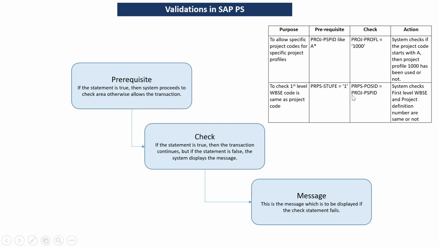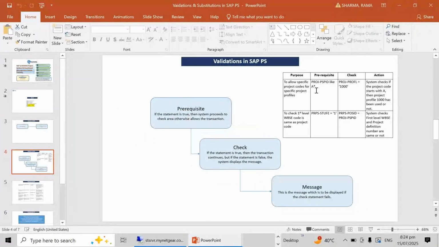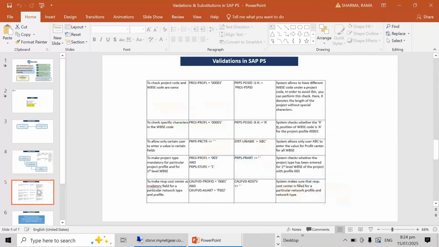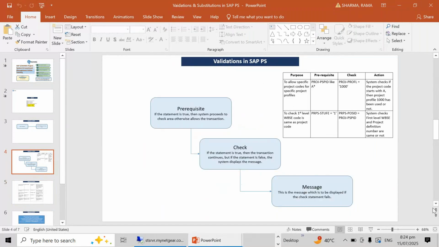Many times when we are creating a first level WBS element, we are removing that particular number, right? So we can keep a validation here. If it is not met, then the system will throw an error. So is the requirement clear? If the requirement is clear, then only we'll proceed to the next step. Otherwise, we will not see it in the system.